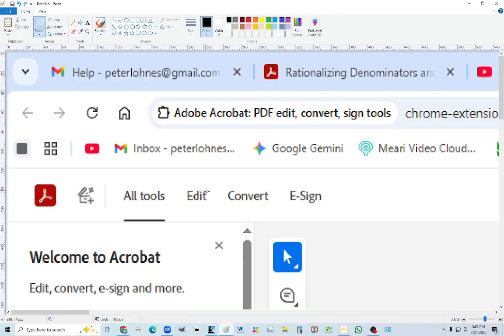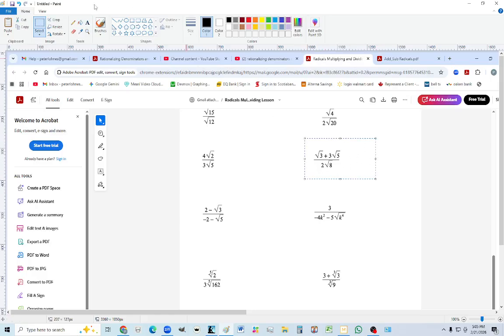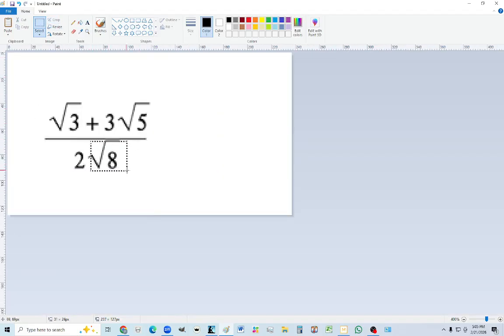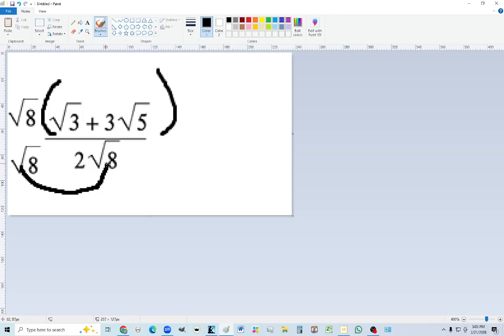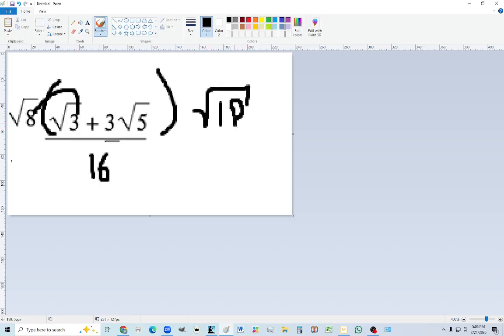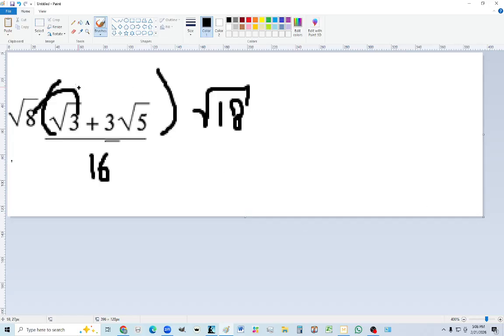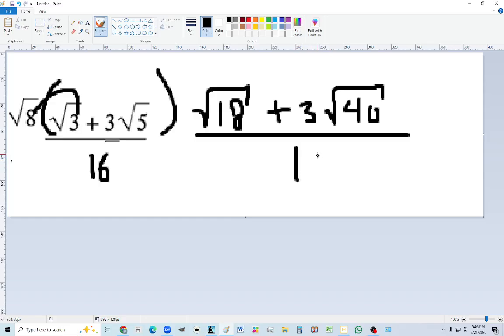I'm not sure what he's going for here, but I think overall they just don't want the square root at the bottom. So I'm going to multiply top and bottom by square root of 8, but keep in mind to put this always in a bracket. Square root of 8 times square root of 8 is 8, times 2 is 16. Up top, you just multiply the square roots. So I got square root of 18, which, by the way, can be simplified. I'll show you in a second. Square root of 8 times 5 plus 3 square root of 40 over 16.